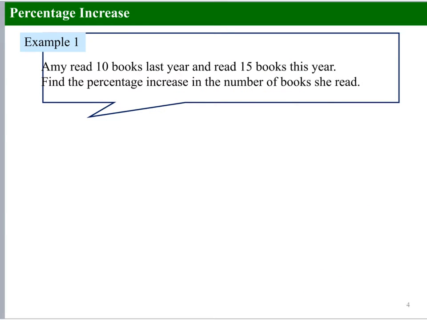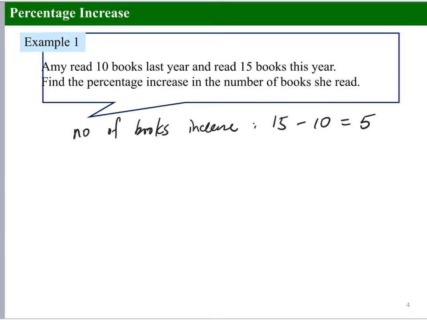Now I have to show you how to calculate the percentage increase in the number of books that Amy read. Amy read 10 books last year and read 15 books this year. It means she read 5 books more this year. So the number of books increase is 15 minus 10 equals 5.